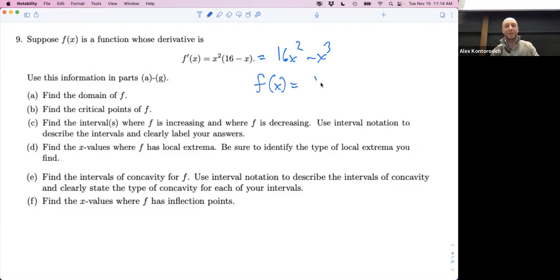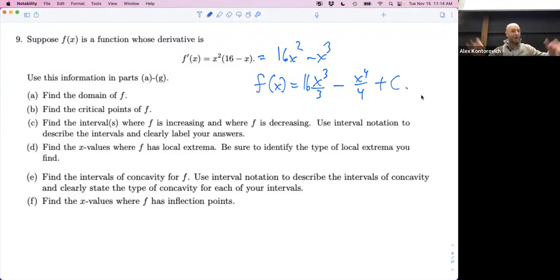This must have come from an x cubed over 3 times 16, because the derivative of x cubed over 3 would have given me 16x squared. This must have come from an x to the 4th over 4. And any other antiderivative would differ from this one by a constant.